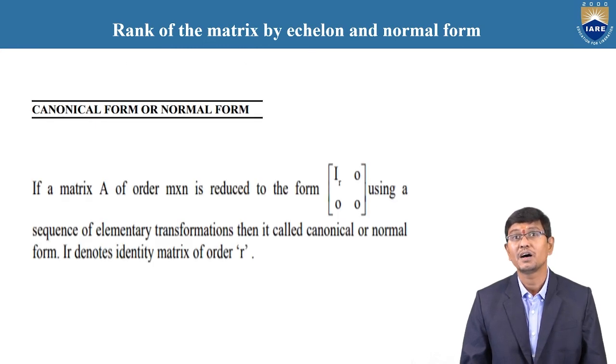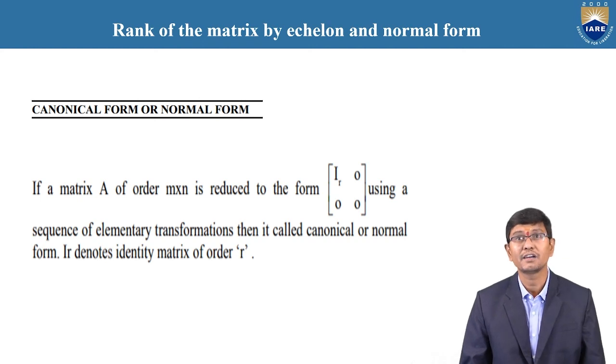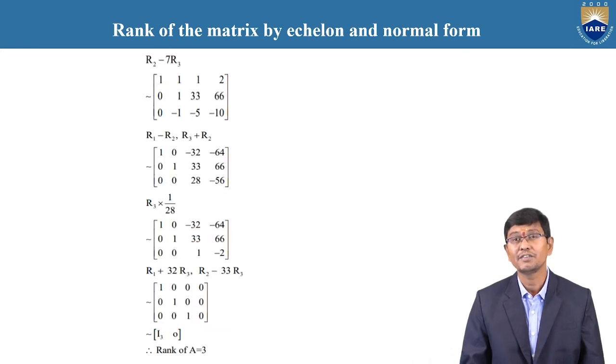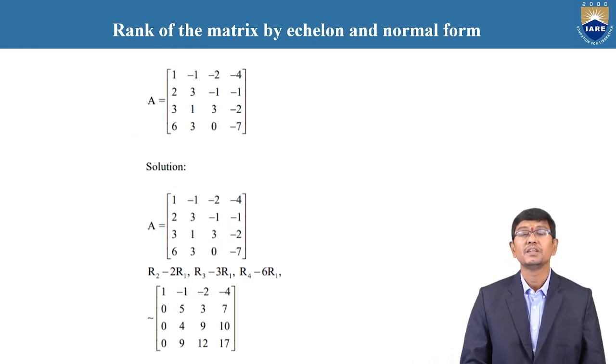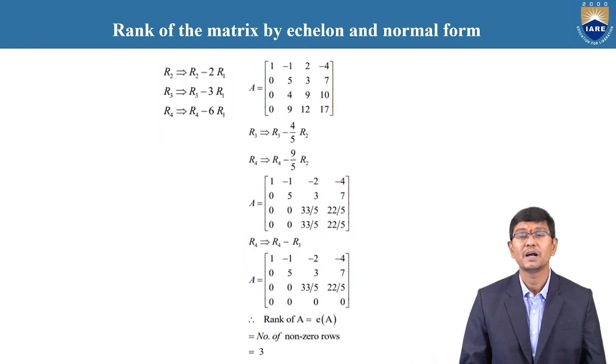That is the normal form or canonical form, and there is also an alternate definition for the canonical form or normal form of a matrix. If A is a matrix of order m by n and it is reduced to any one of these matrices, it is the normal form of the matrix, where r is the rank of the matrix. These are some of the examples, one by one, for all these matrices.